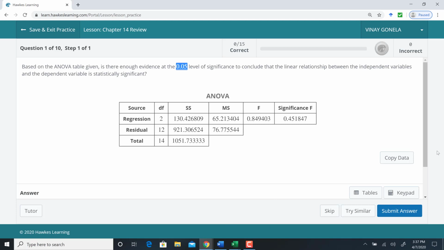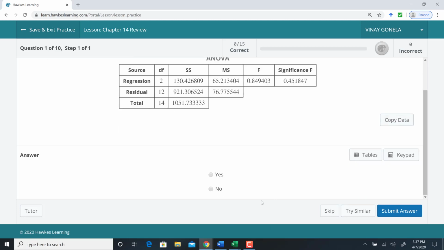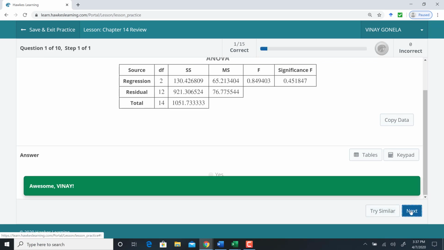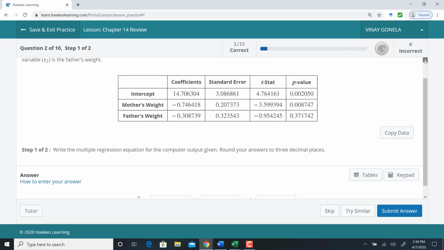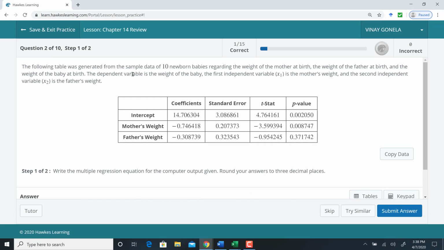So you are saying, no, this is not significant. So again they are saying, let me see, the following table was generated from the sample data of 10 newborn babies.